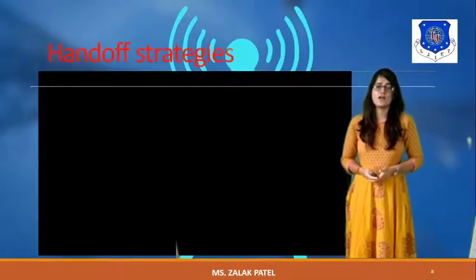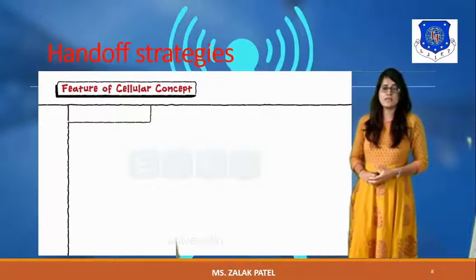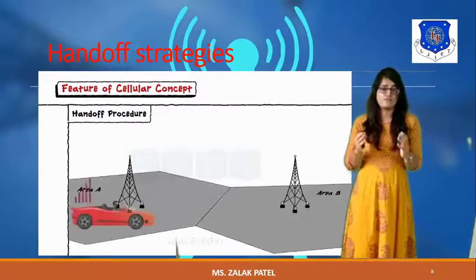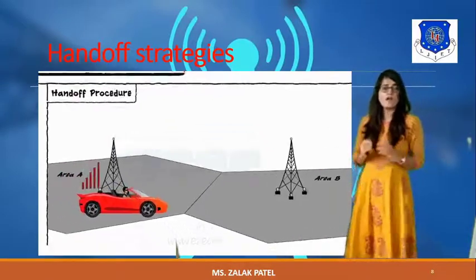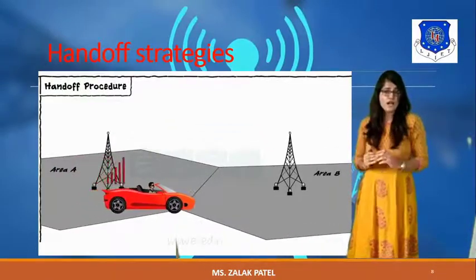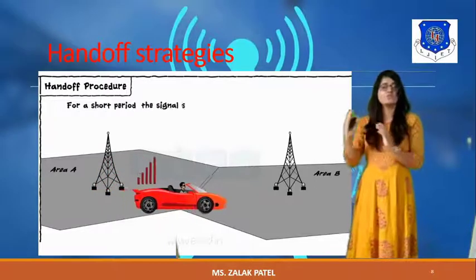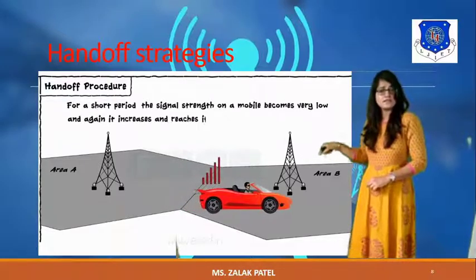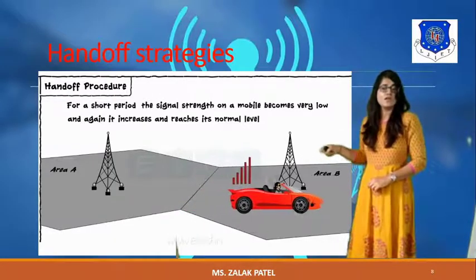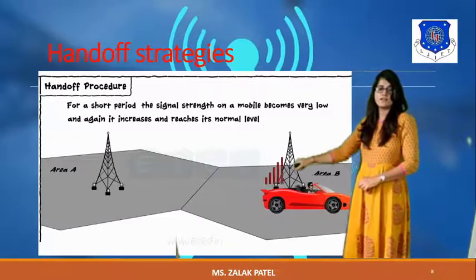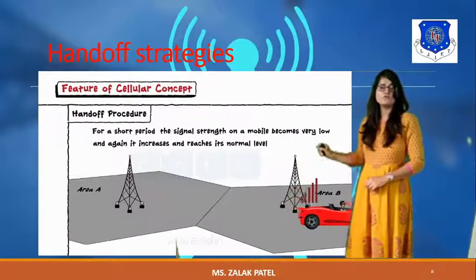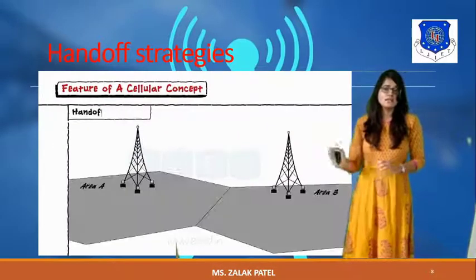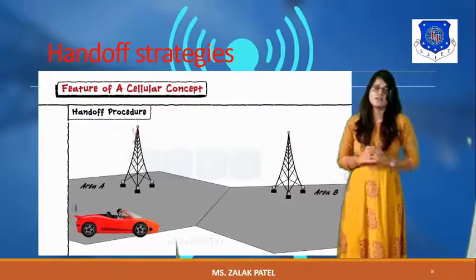Next is handoff strategies. The definition of handoff, you can see in the video, is when a user in a car is traveling from one base station to another base station. You can see that the signal strength is reducing as he enters area number 2. Here you can note that the signal strength reduces as the user moves away from the base station area, and when the user is nearer to the base station area, the signal strength is more.